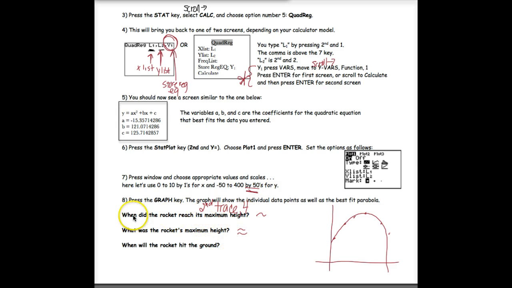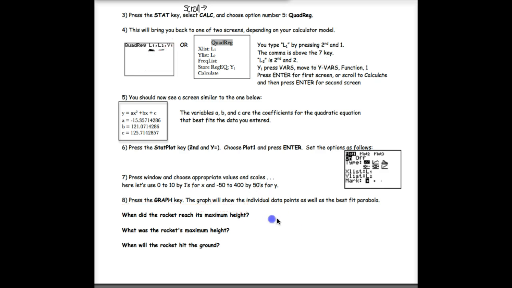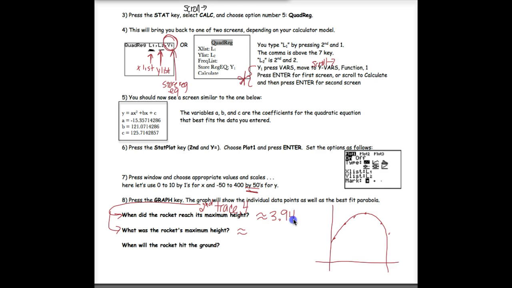Both of these first two questions, you do the same thing. So we're looking at the second trace maximum. The first question asked when it reached its maximum height. So if we look there, its maximum height is the x value, because when is time. So time at the maximum is about 3.94 seconds. So again, it wasn't exactly 4 seconds in the data point.